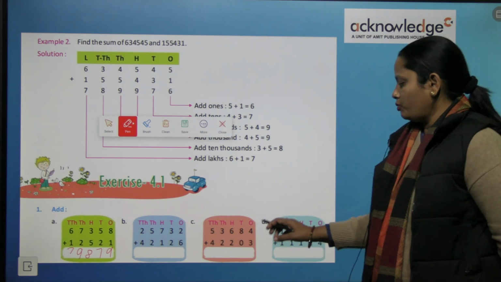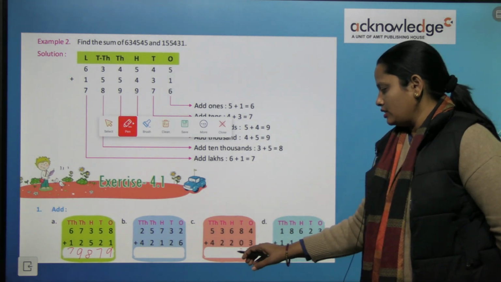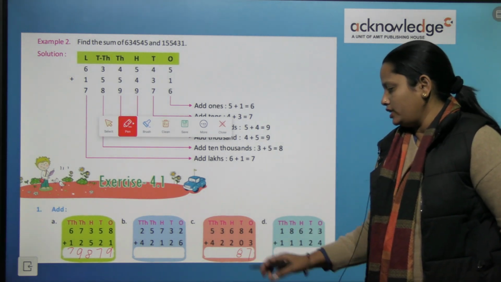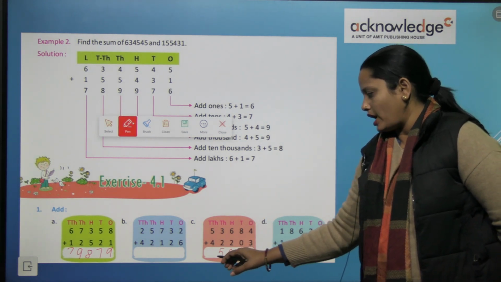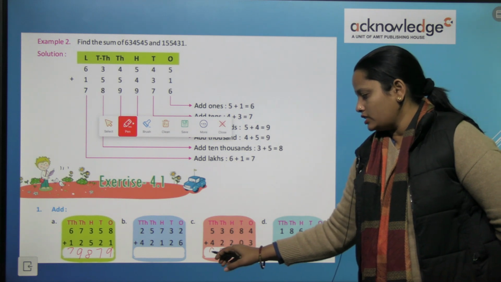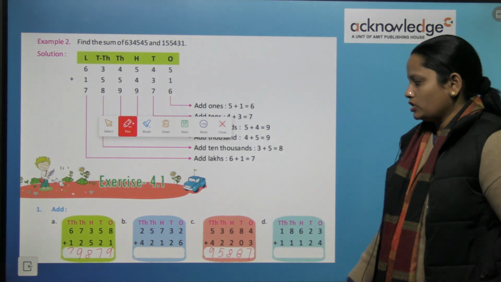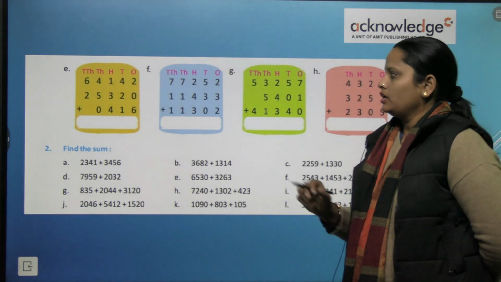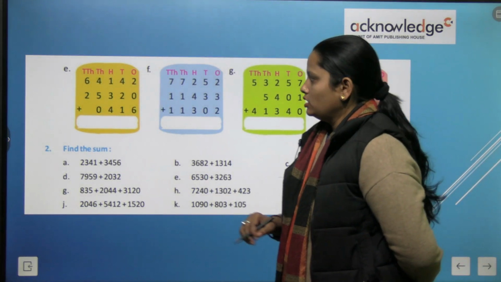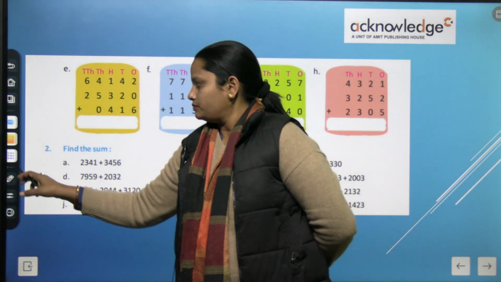Next, 4 plus 3, 7. Here 8 plus 0 is 8 only. 6 plus 2 is 8. 3 plus 2 is 5. And 5 plus 4 is 9. So these rest two questions you have to do on your own like this only. Now let's move on to the next page.